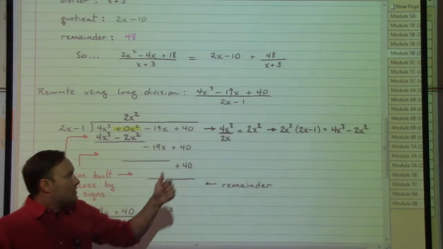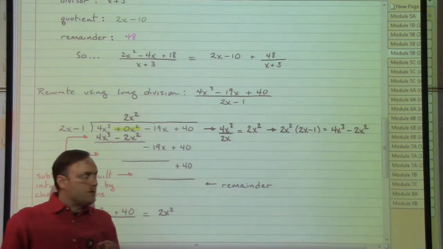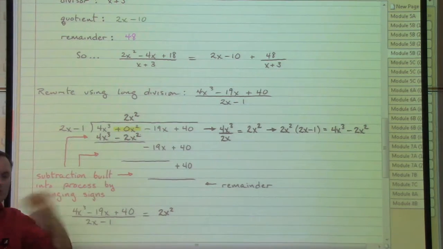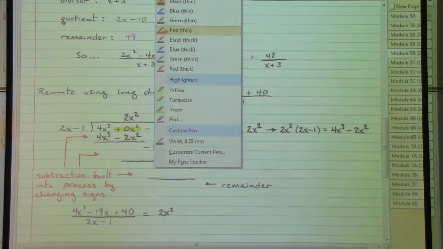We did a little division problem. We got the first part of our answer. We do a little multiplying work. Now we've got to have the subtraction. That's built into our process by saying that we will change the signs.